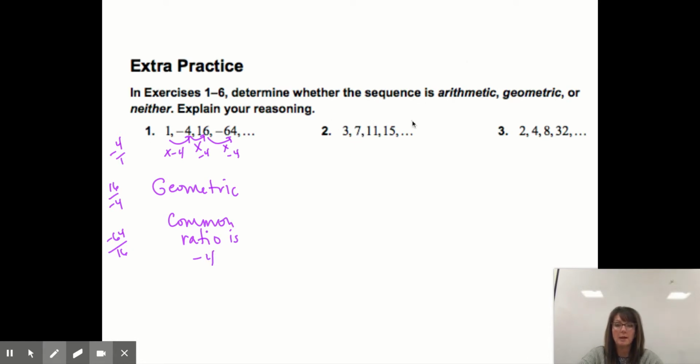So we can try the common ratio, or we can try addition, to see if it's arithmetic or geometric, and if neither of those work, then it would be neither. Here I would look at this and say, well, from 3 to 7 is +4, right? And this is also +4, so here's our common difference. That makes it arithmetic, because of the common difference.